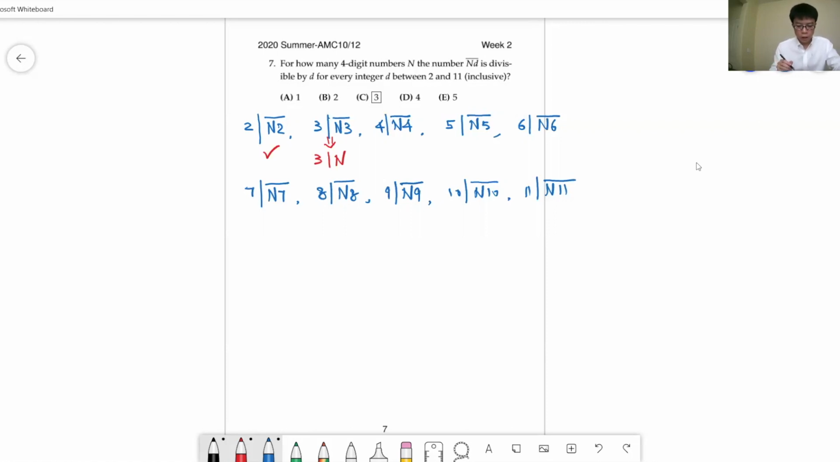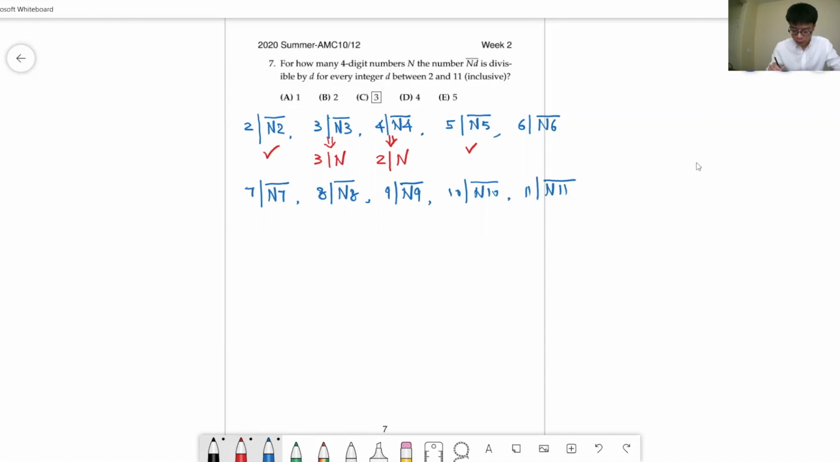And for 4, the divisibility test for 4, we require the last 2-digit number is divisible by 4. So that means the last digit of capital N should be even. So this requires n is divisible by 2. And for the divisibility test for 5, a number is divisible by 5 as long as the last digit is 5 or 0. So this is automatically true. We don't need to require anything.